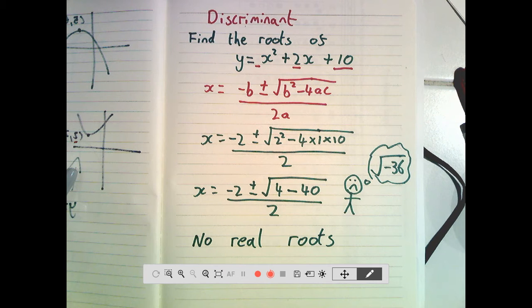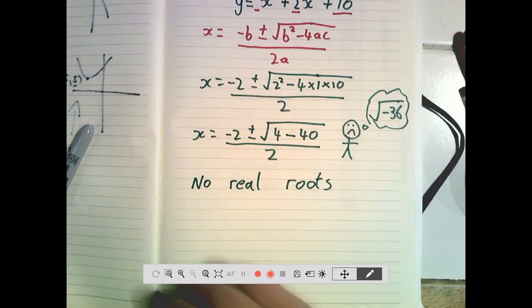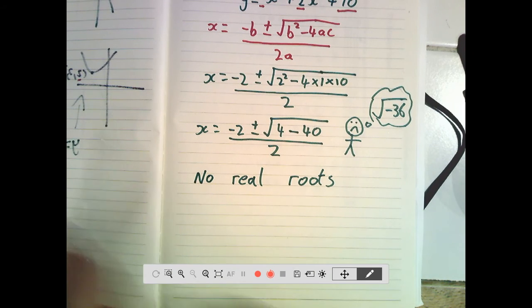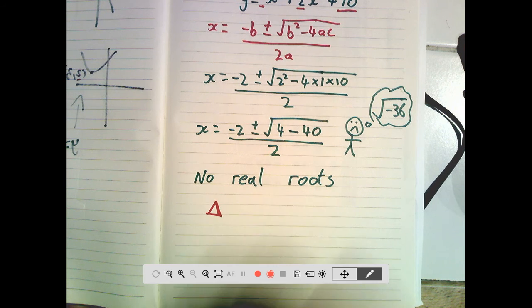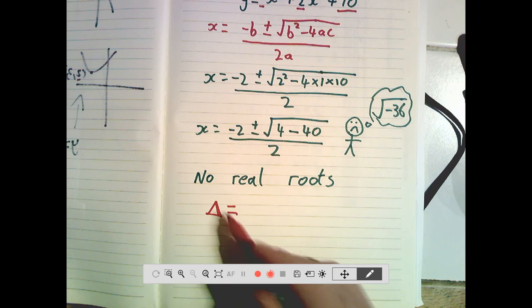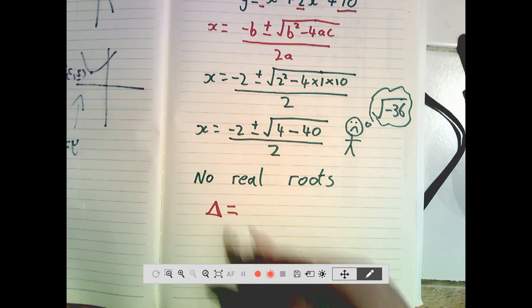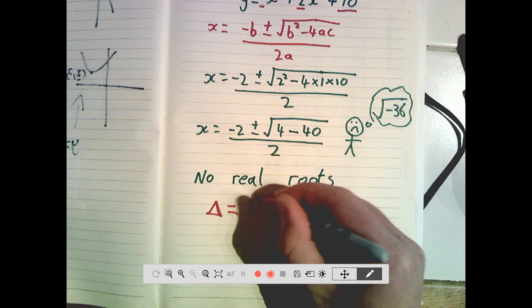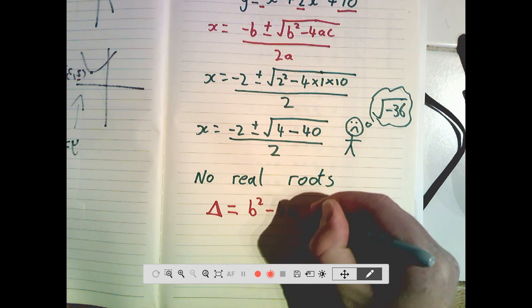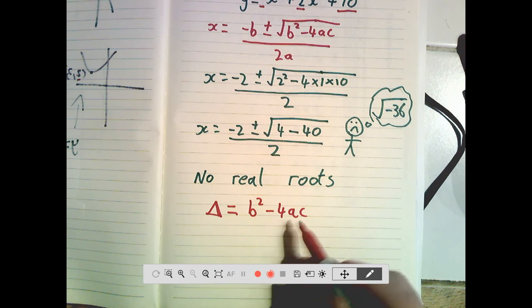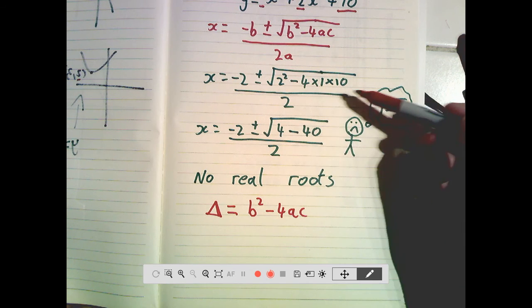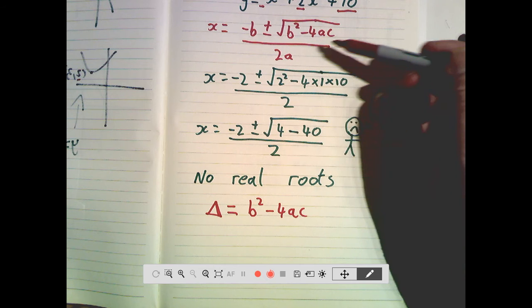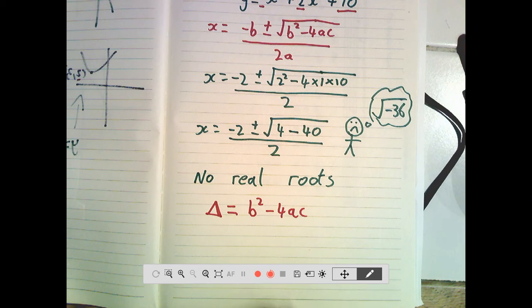So let's talk about what the discriminant is. The discriminant is this bit of the equation, and we represent it with delta, like that. This is how we represent the discriminant. We usually draw this letter here, delta, and we say it's equal to b squared minus 4ac. So the discriminant is b squared minus 4ac. In other words, this bit of the quadratic formula, what's under the square root. That's all the discriminant is.